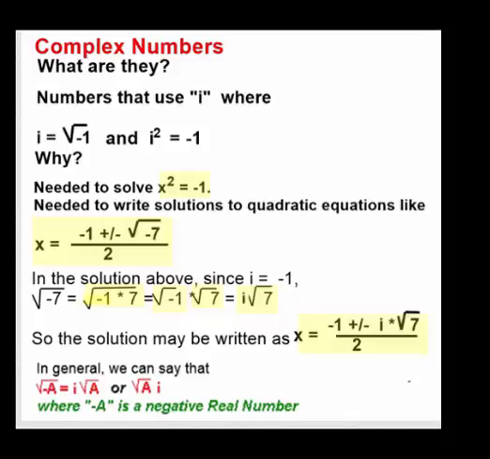In general, we can rewrite any square root of a negative as i times the square root of a positive. So for example, the square root of -3 would be i times the square root of 3. The square root of -13 would be i times the square root of 13.